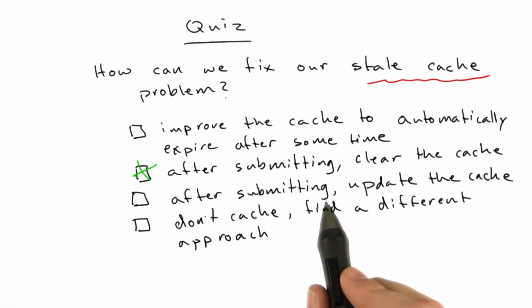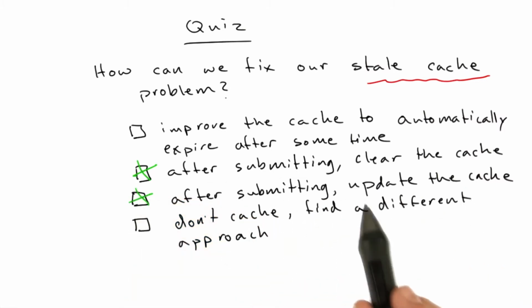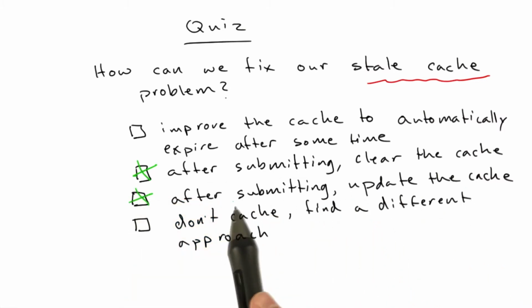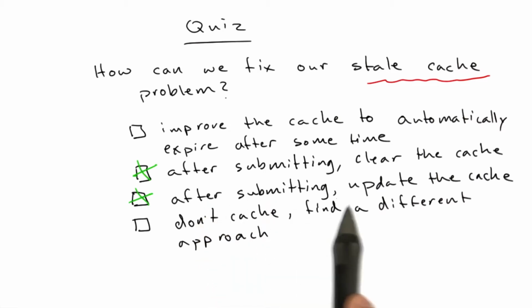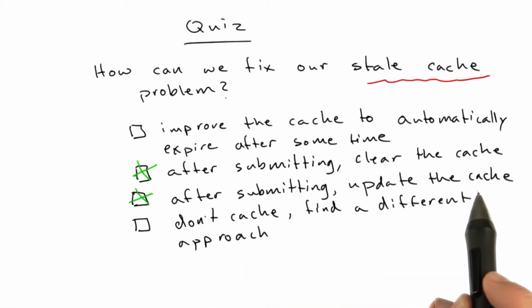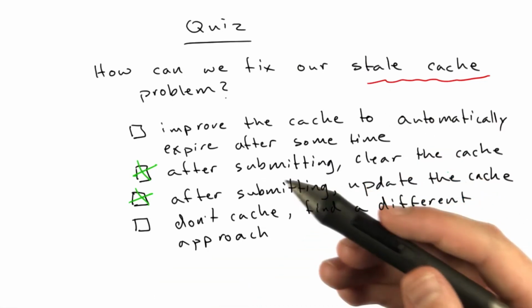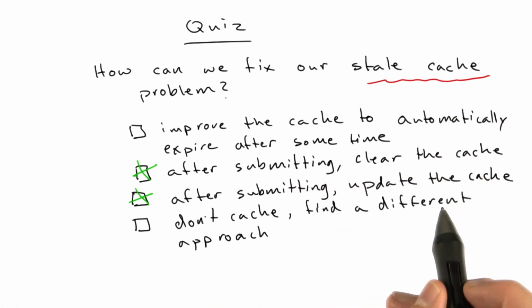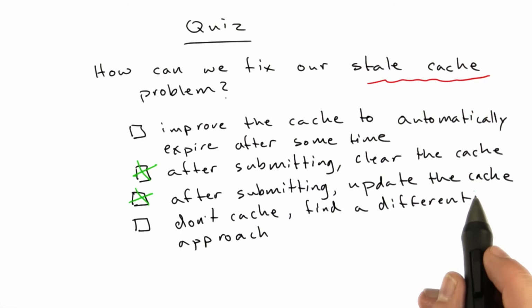Another answer, after submitting, update the cache. This also works, but it makes things more complicated. So in other words, after submitting a piece of art, we update the database and we immediately update the cache at the same time, so that the next page load of the front page has an updated version of the art. This would work, but it's more complex.